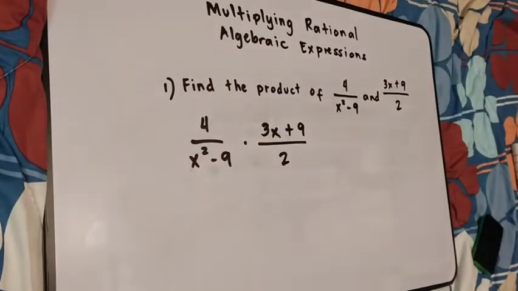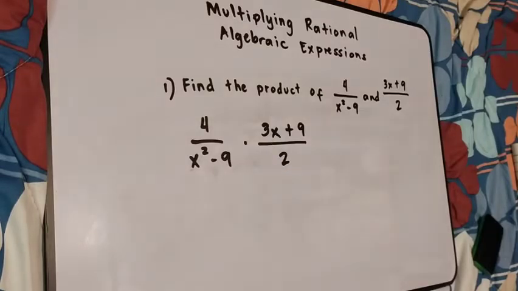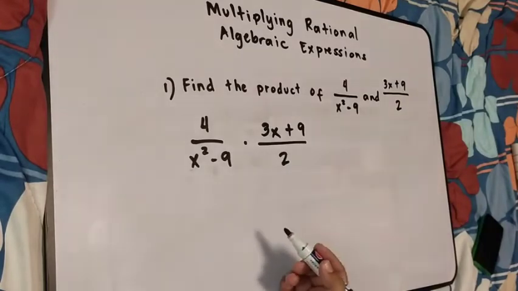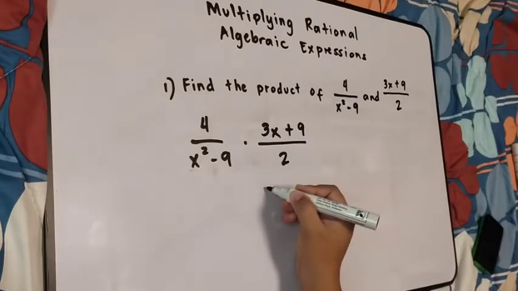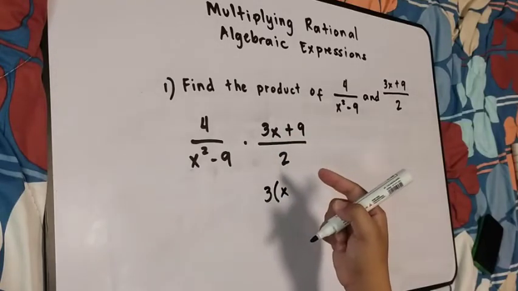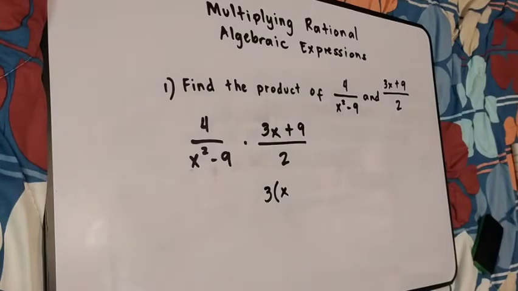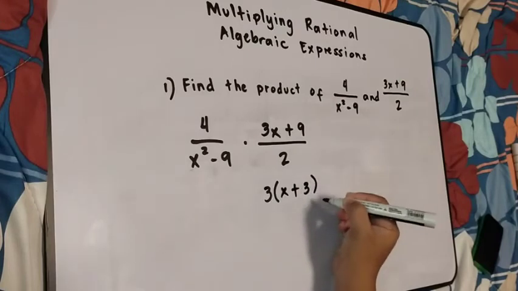Now, si 4, mapa-factor out pa ba natin? Okay, hindi na. As is na yan. How about now 3x plus 9? Mapa-factor ba natin siya? Okay, yes. We can factor this one using factoring by GCF. Kasi may common factor si 3 and 9, which is 3. So, kapag pinactor out na natin si 3, magiging 3 divided by 3, that is x na lang. At 9 divided by 3 is 3, so this is x plus 3.